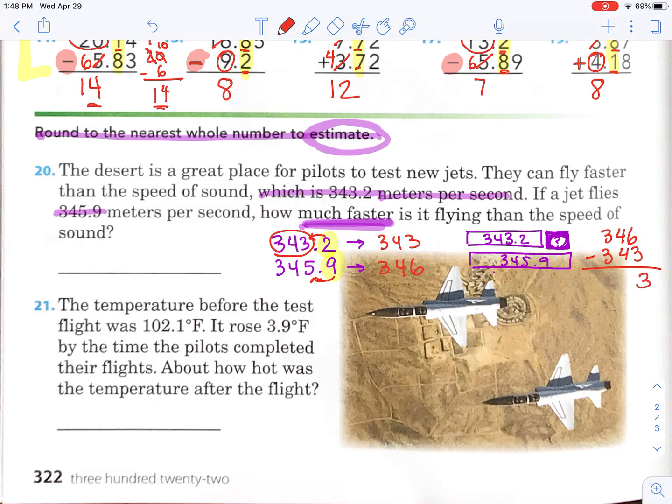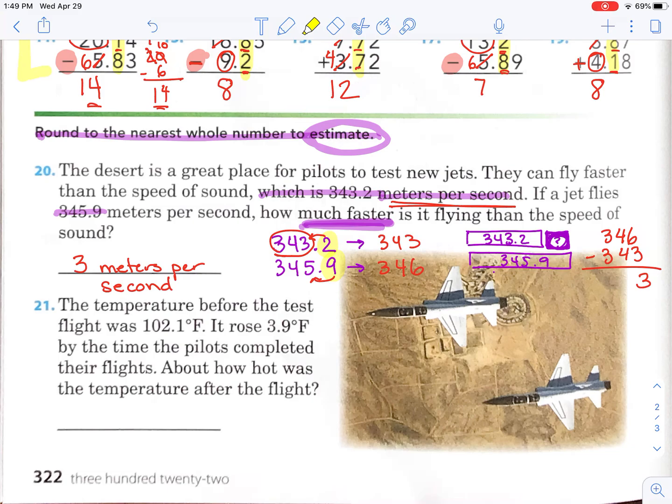6 minus 3 is 3, and the rest is nothing. And what's our label? Meters per second. So the answer is about 3 meters per second faster. Awesome. Okay, next one.